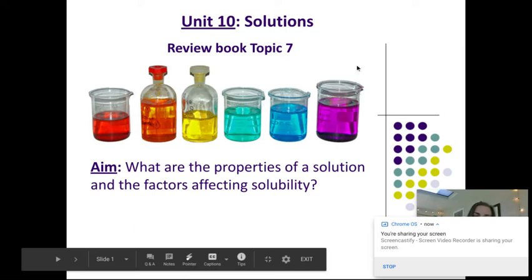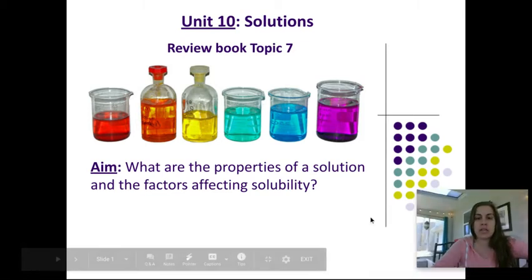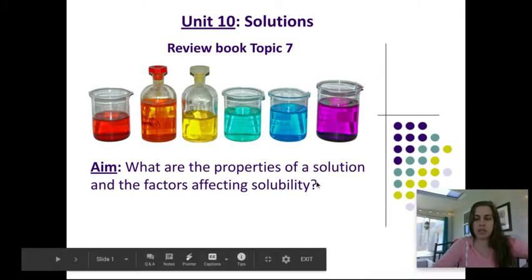Hey guys, so we're starting our next unit, solutions. This is topic 7 in the review book. Today our lesson is going to focus on the properties of a solution and what affects solubility.